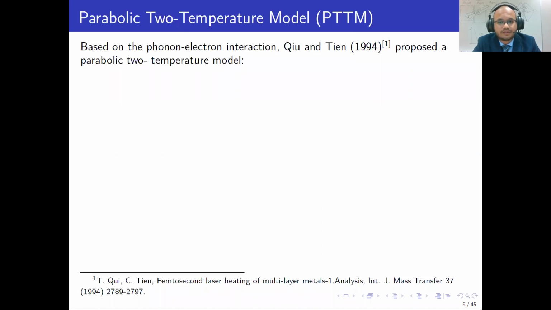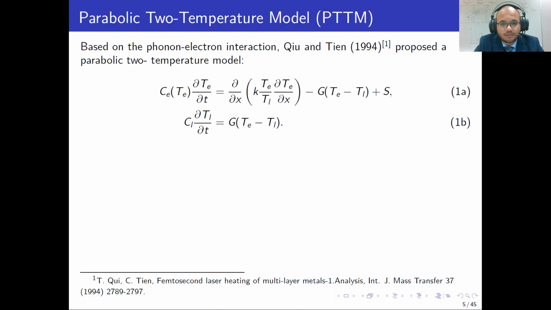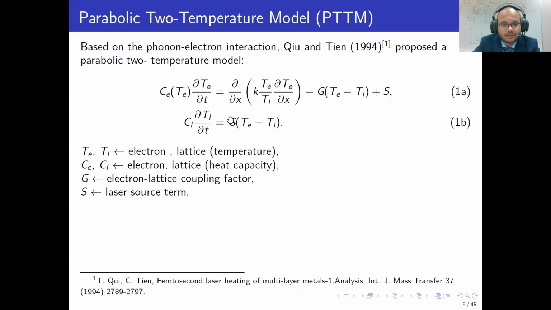This model was first given by Qiu and Tien in 1994, and it looks something like this. Here TE represents the electron temperature, TL represents the lattice temperature, G is the electron-lattice coupling factor, S is the laser source term, and CL is the specific heat of the lattice.